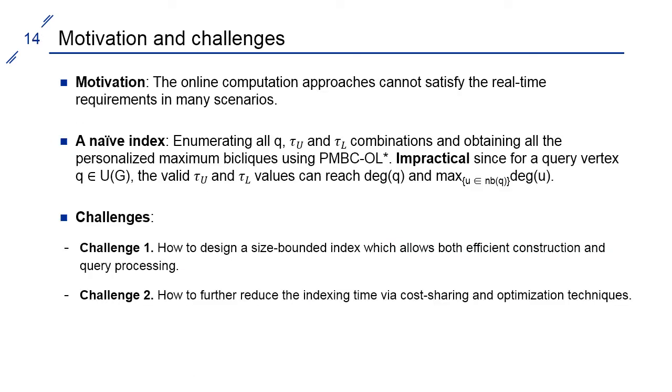Although the online algorithm can finish in reasonable time in many cases, this totally online computation approach cannot satisfy the real-time requirements in many scenarios, so we resort to index-based solutions. A naive index can be built as follows. We can just enumerate all the (Q, tau_U, tau_L) combinations and obtain all the personalized maximum bicliques using the online approach. But this index is impractical since for a query vertex Q, the valid tau_U and tau_L values can be very large. So in total, we will have a very large number of personalized maximum bicliques, which is hard to store and hard to retrieve.